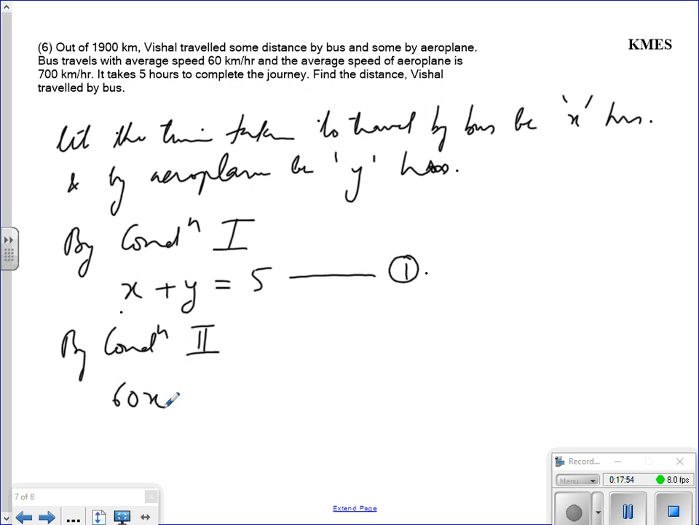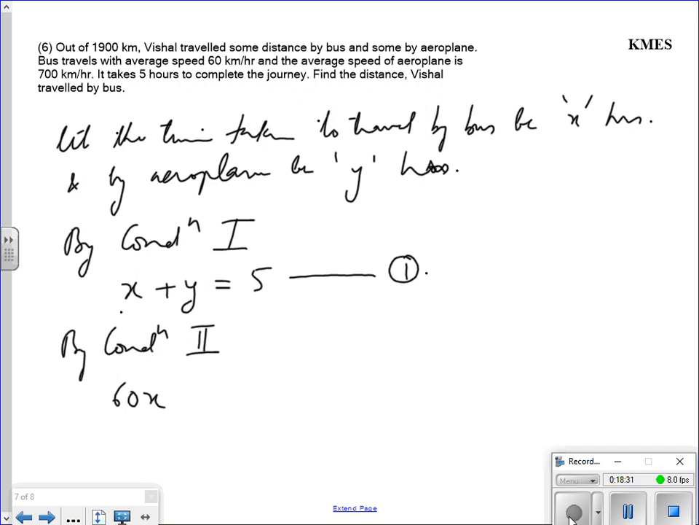If you look at the last part of the question, it says, find the distance Vishal traveled by bus. So that 60x is the distance that Vishal had traveled by bus. To find it, we should know the value of x. Say for example, if x is 2, then distance traveled by bus will be 60 multiplied by 2, that is 120 kilometers. It means if we know x, we can easily find the distance that Vishal traveled by bus.